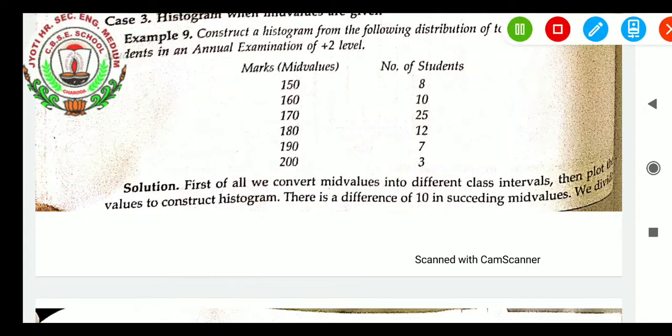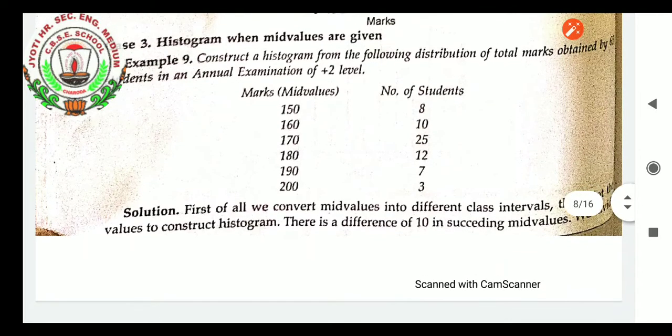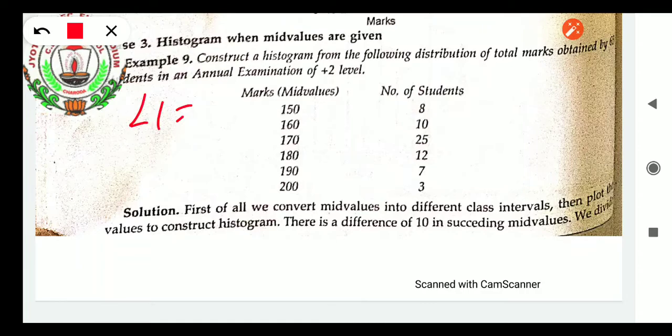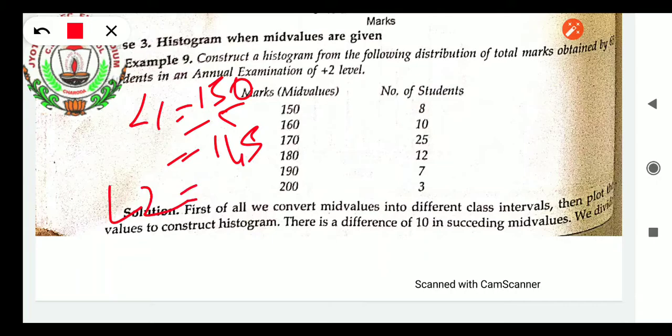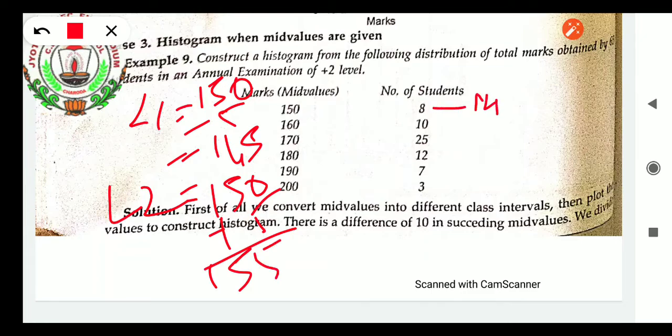Now what you have to do: this 5 that you got, you will subtract from 150 to get L1, the lower limit. So 150 minus 5. Are you understanding? How much do we get? 145. And for L2, 150 plus 5, that is 155. So our first class from the mid value will be 145 to 155.